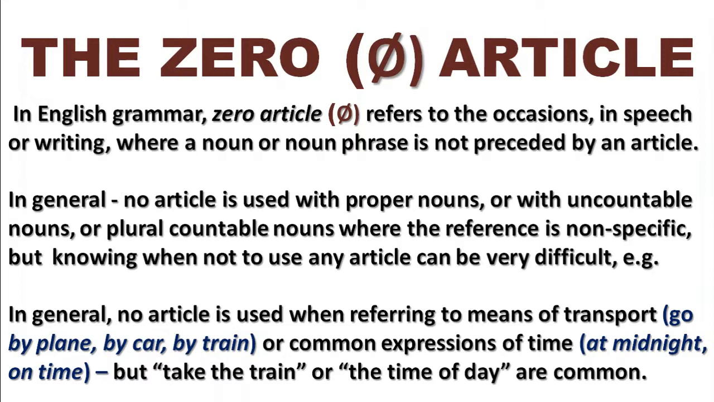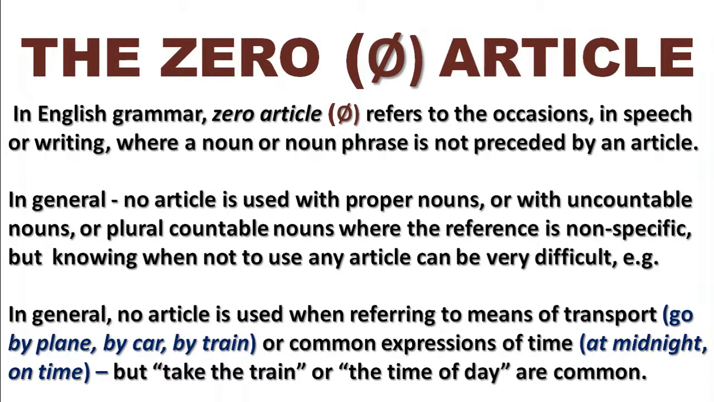But knowing when not to use any article can actually be very difficult. It's pretty complicated. So, for example, in general, no article is used when referring to means of transport. We can go by plane or by car or by train. And we don't use the articles very often, for example, in the expression of time, at midnight or on time. But equally, we say, I'm going to take the train, or can you give me the time of day? So with articles, and particularly with the zero article, we have many rules, but there are also many exceptions.